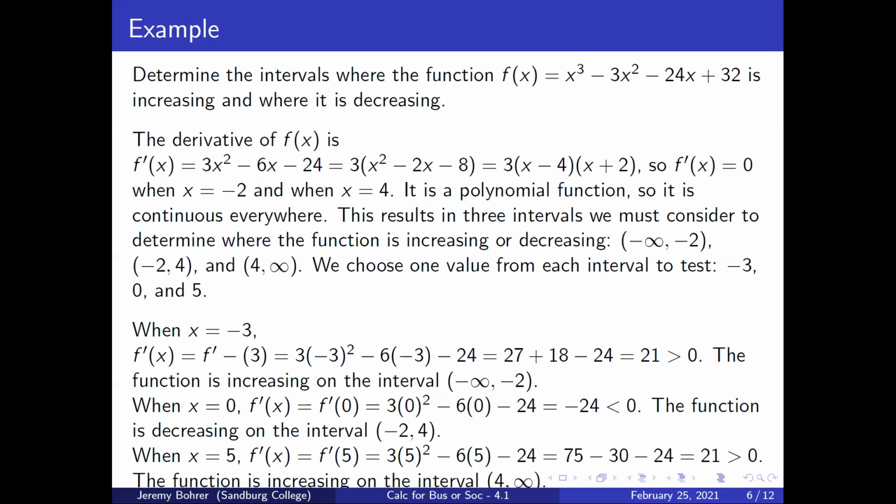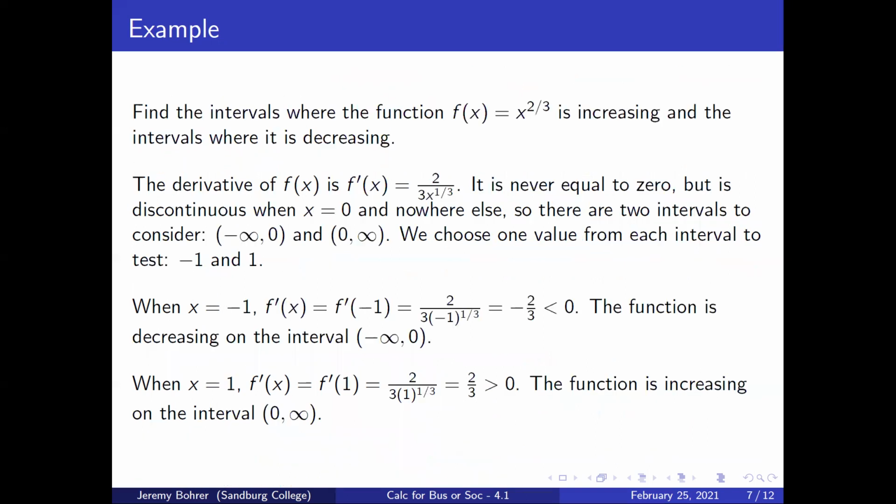When x equals 0, f prime of 0 is 3 times 0 squared minus 6 times 0 minus 24, which is negative 24, which is less than 0. The function is decreasing on the interval from negative 2 to 4. When x equals 5, f prime of 5 is 3 times 5 squared minus 6 times 5 minus 24, which is 75 minus 30 minus 24, which is 21, which is greater than 0. The function is increasing on the interval from 4 to infinity.